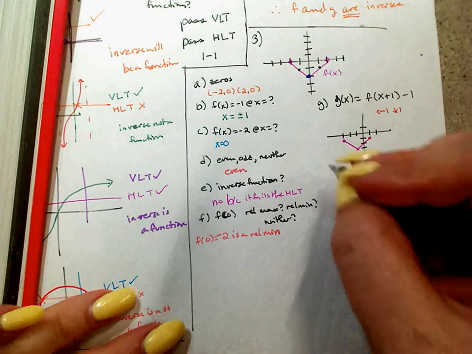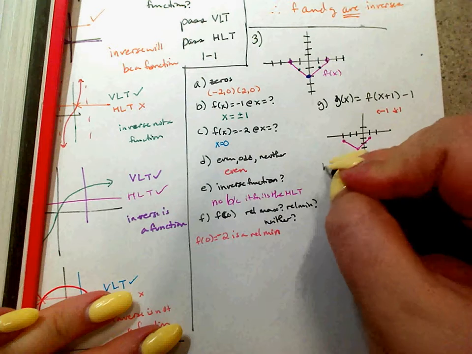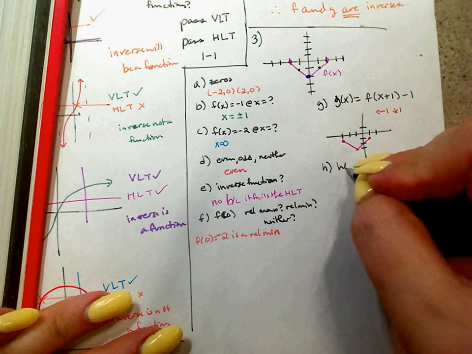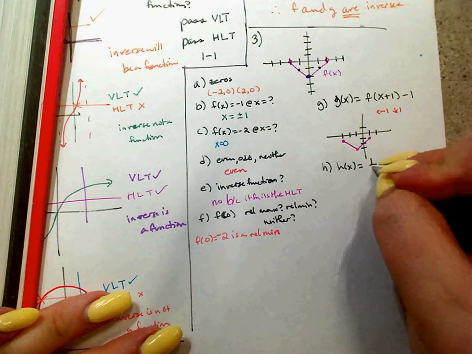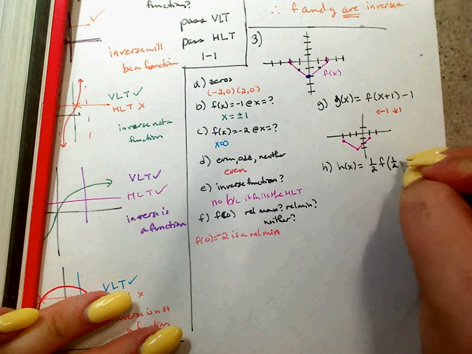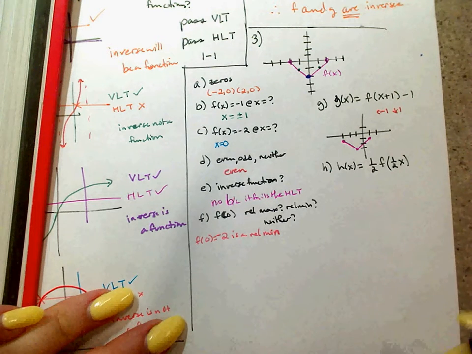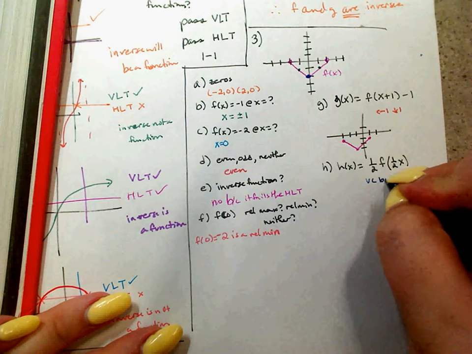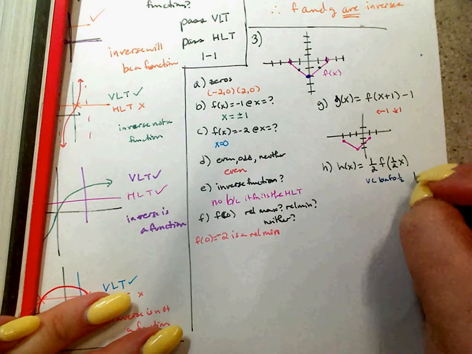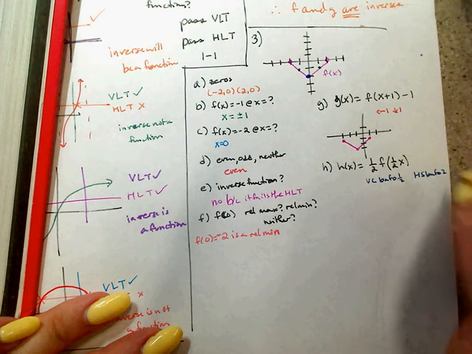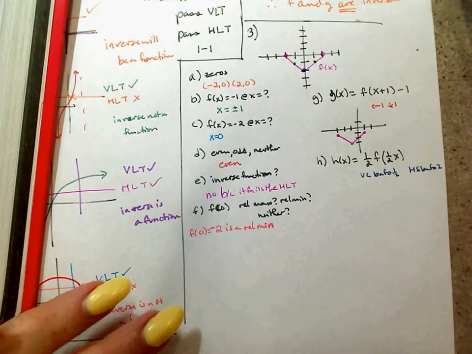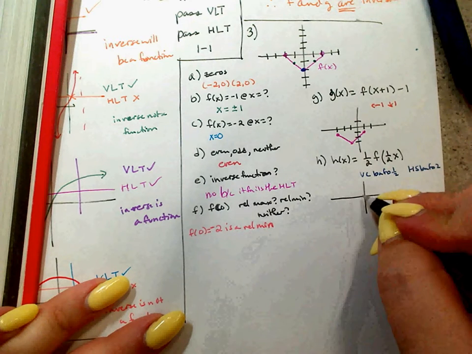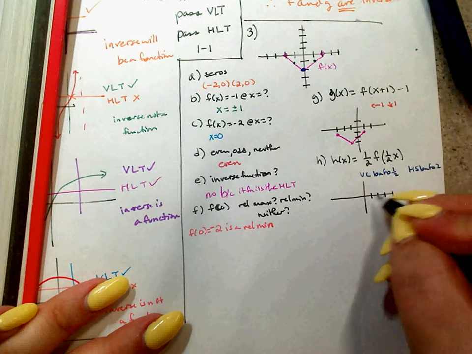H. So H is graph, interesting, 1/2 f of 1/2 x. So that is a vertical compression by a factor of 1/2, but a horizontal stretch by a factor of 2. So when I sketch this graph, okay.